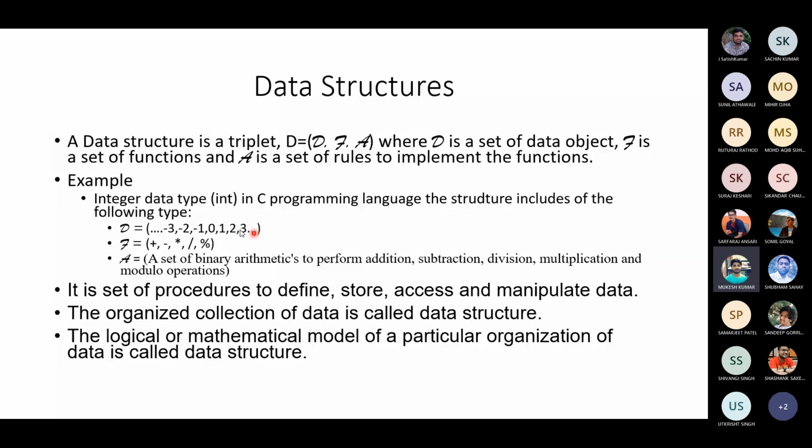Okay, so a data structure is a set of procedures to define, store, access, and manipulate data. We can define a data structure as how we define the procedure to store, access, and manipulate the data, or you can say that the organized collection of data is called a data structure, or it is logical only. The logical or mathematical model of a particular organization of data is called a data structure. These are the various definitions, but more or less they give the same meaning.